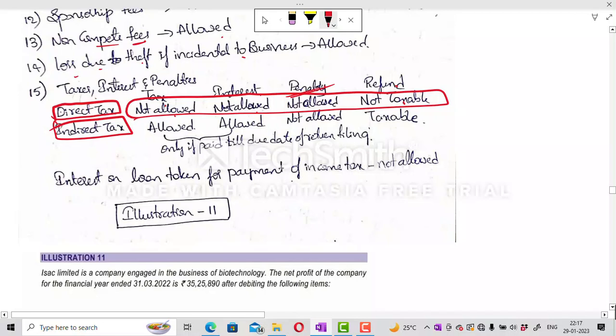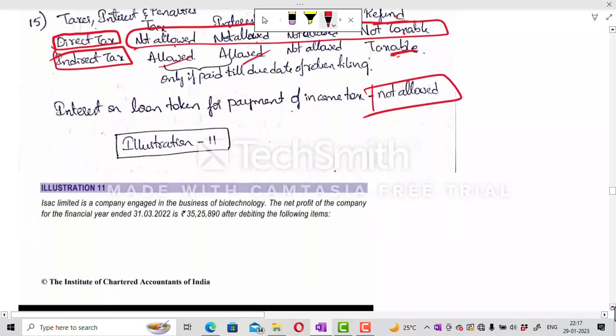But if it is tax, if we have paid GST, allowed. If we have paid interest on that, it is allowed, only if paid till the due date of filing the return of income. And refund is taxable. Interest: if we have taken a loan for payment of income tax and paid interest on that loan, then it is not an allowable expense. For income tax, nothing is allowed. Just remember that.